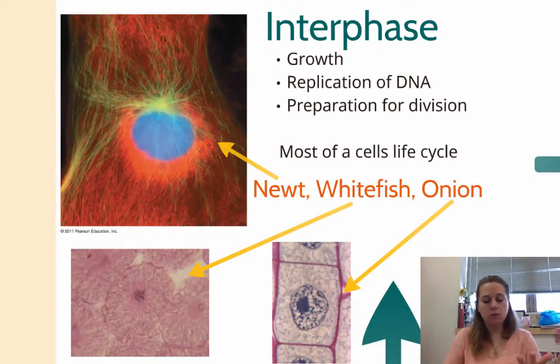Interphase, that's what I mentioned before: your G1, your S, your G2. Growth, replication of DNA, preparing for division. You're never going to notice which stage a cell in interphase is in. You can't tell yet. So here are a couple different examples: newt, whitefish, and onion cell. There's interphase. You can see the nucleus. The nuclear membrane is still present. And internally, you might see the nucleolus like you can in that onion cell, and various other pieces.